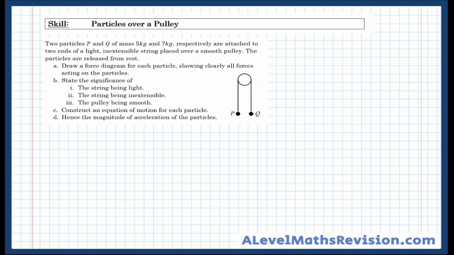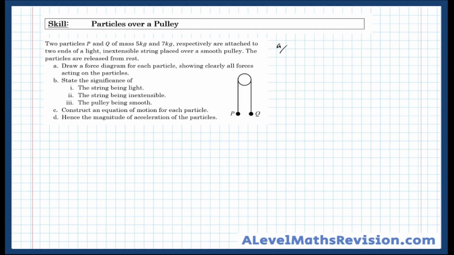So two particles, P and Q, of mass 5 kilograms and 7 kilograms respectively, are attached to two ends of a light, inextensible string placed over a smooth pulley. The particles are released from rest. Draw a force diagram for each particle showing clearly all forces acting on the particles. So let's start with a diagram for particle P.